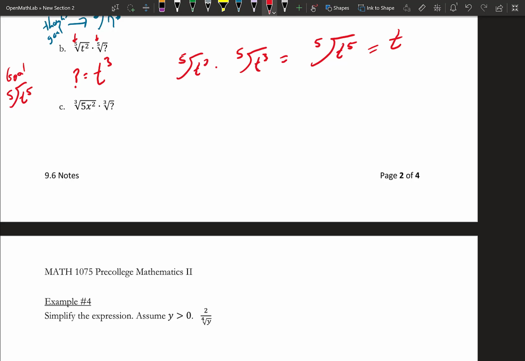So everything inside I want to have be cubed. So in other words, my goal is to get the cubed root of 5 cubed times x cubed, right? So in order to get 5 cubed, I would need to multiply by 5 squared. And then, I have an x squared already, so to get that to be x cubed, I need another x, right? So then this would just be 25x, right? So that's what the question mark would be for that last one.